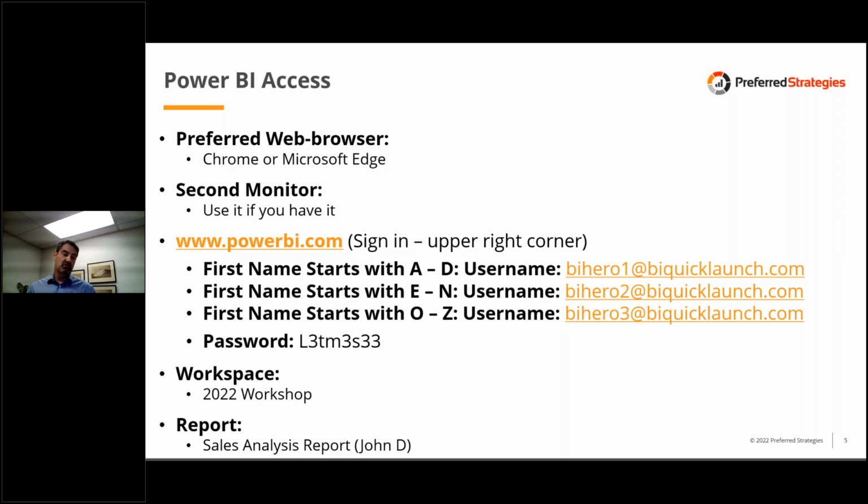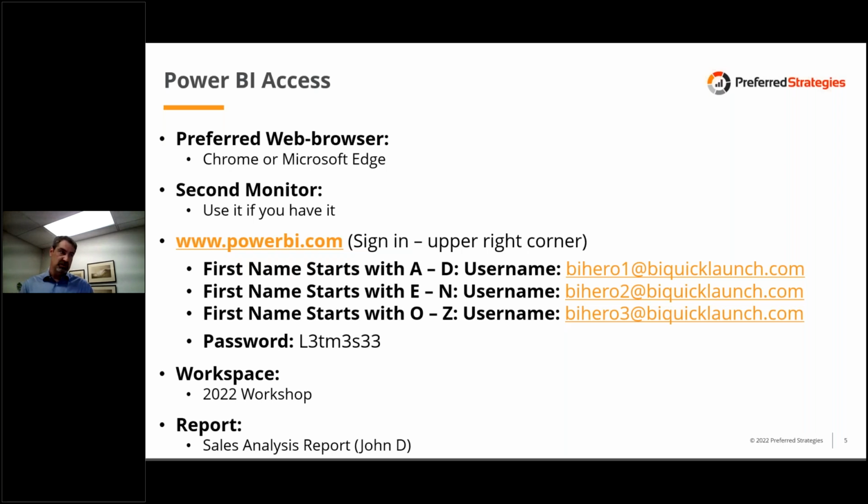Those are the three accounts we set up with the right credentials and rights to this workspace that we're using. And the password is going to be capital L, 3TM3S33. So who can crack that code? Well, it's "let me see" with 3's instead of E's.